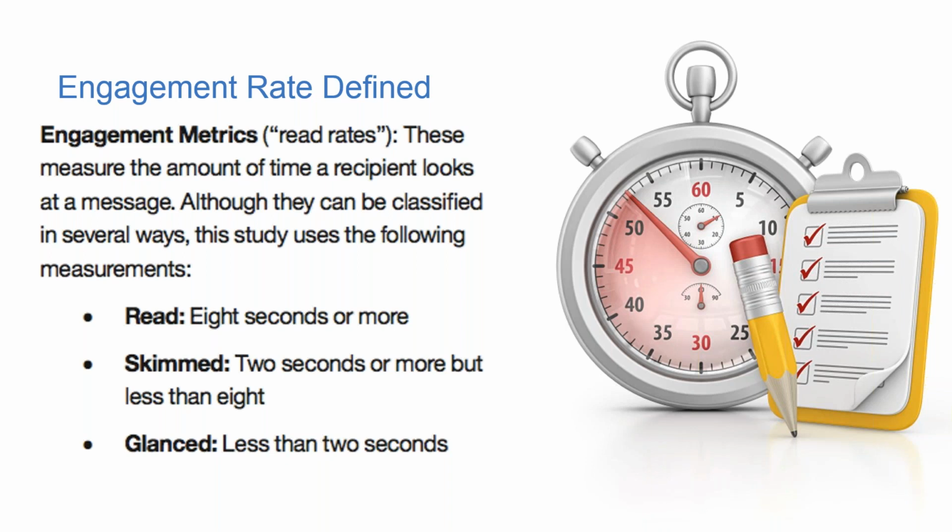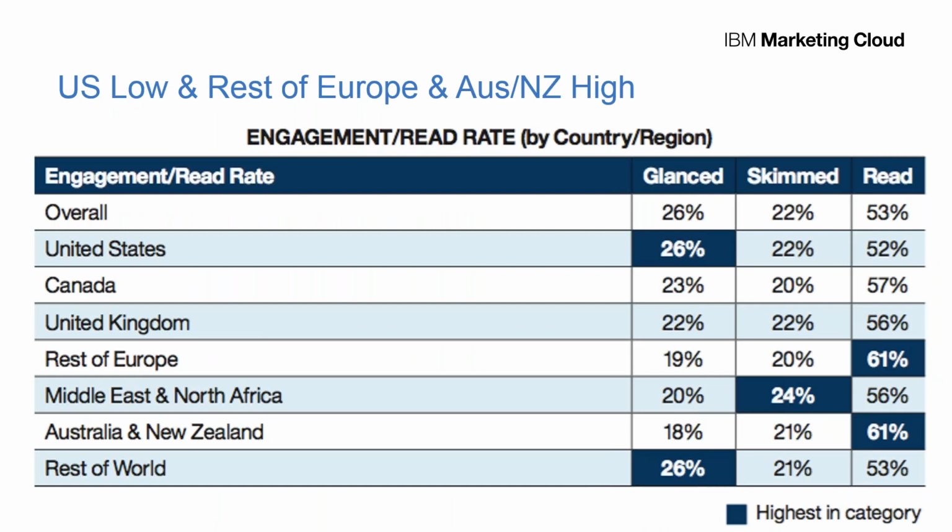Below that, you've got skimmed, which is between 2 and 8 seconds, basically, and then you have those that glanced, and that's less than 2 seconds. When you look at how the regions break out, there are some interesting conclusions you might draw here.